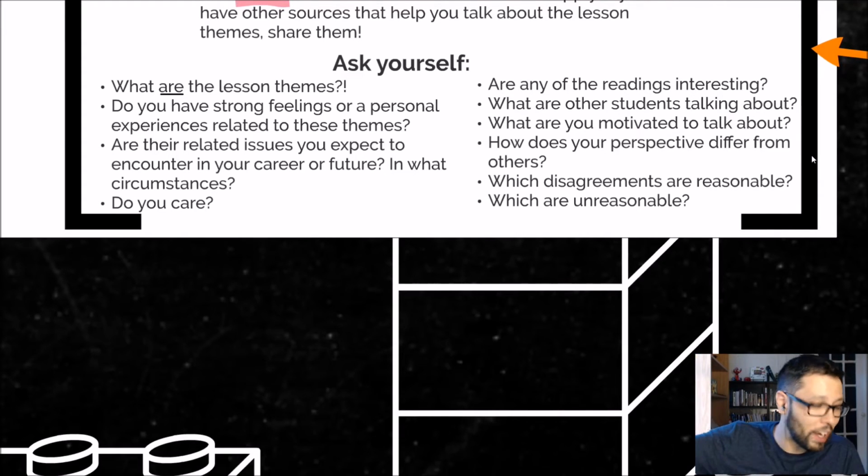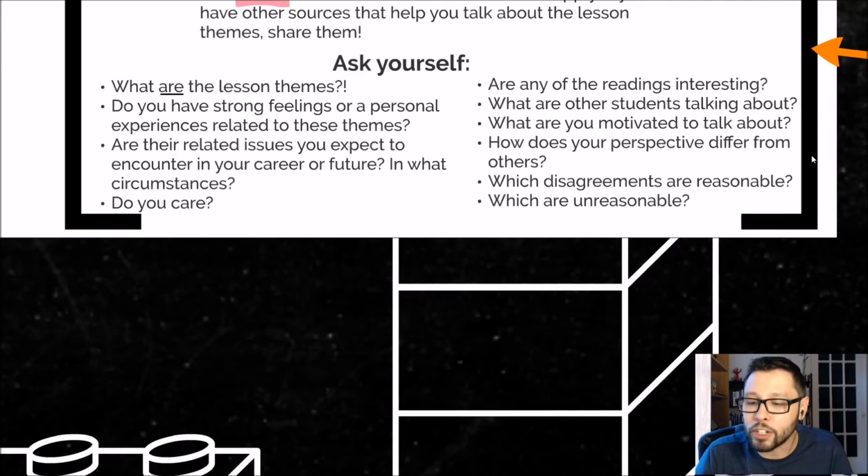You might also take a sort of meta-analysis. What are the common debates surrounding these issues? Which of those disagreements are reasonable? Which are unreasonable? Which do you expect to be common in your career? Which do you expect to encounter in your future? How do you reconcile disagreements on these issues? There's lots of material to talk about, and I want you to find something that you're comfortable and engaged with to contribute to the course.